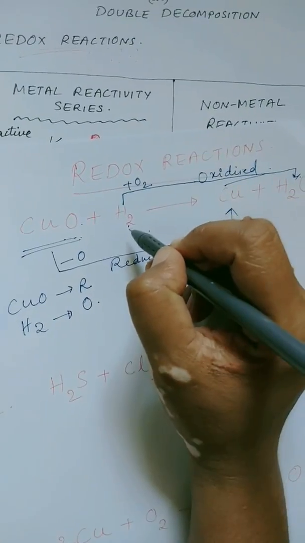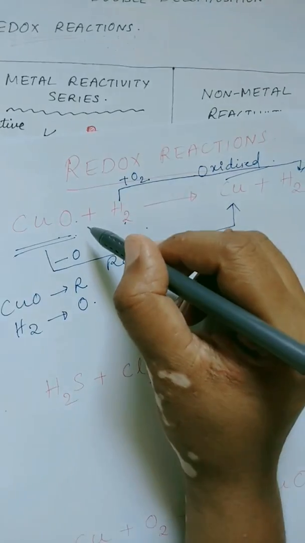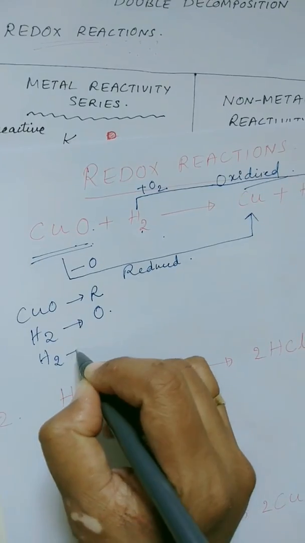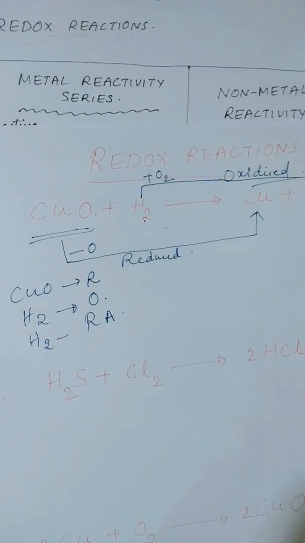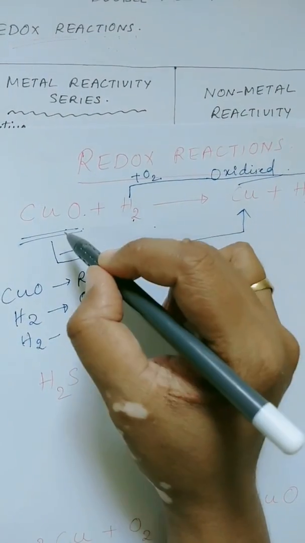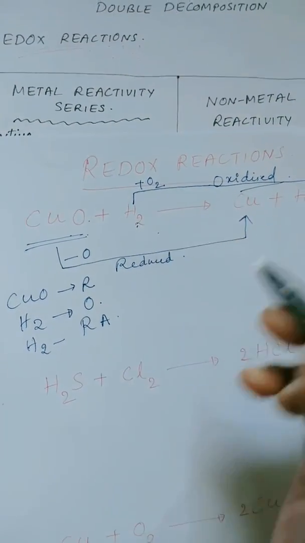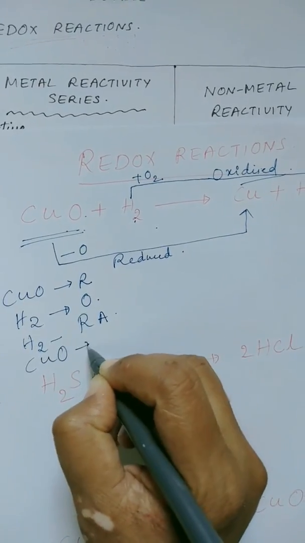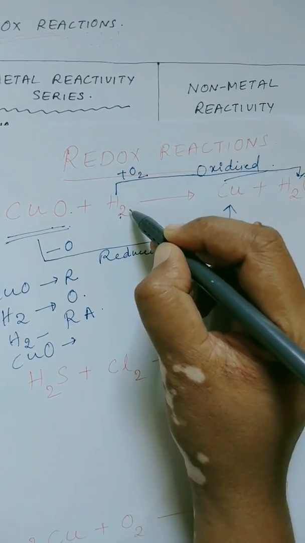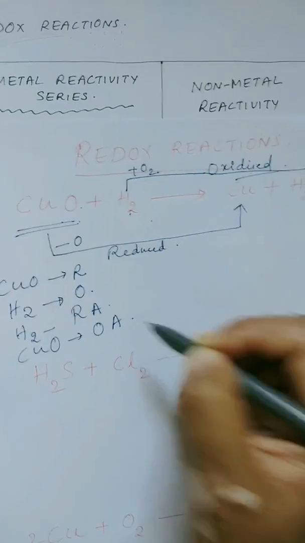So you can see over here that H2 is helping CuO to get reduced, to lose oxygen. So H2 is considered as reducing agent, because it is helping CuO to get rid of the oxygen. And CuO, what is happening? CuO is giving oxygen to H2, so it is helping H2 to get oxidized. So it's called as oxidizing agent.